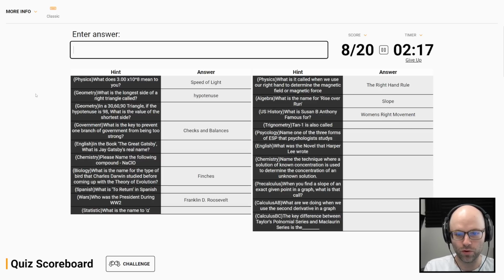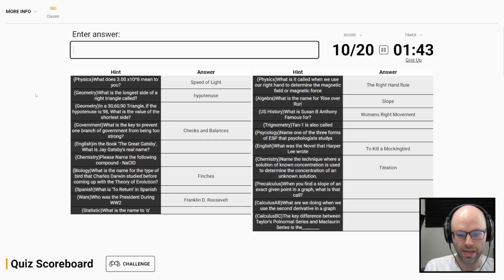Name one of the 3 forms of ESP that psychologists study. Social study. Social psychology? I don't even understand the question. What was the novel that Harper Lee wrote? To Kill a Mockingbird. Name the technique where a solution of known concentration is used to determine the concentration of an unknown solution. What is titration?